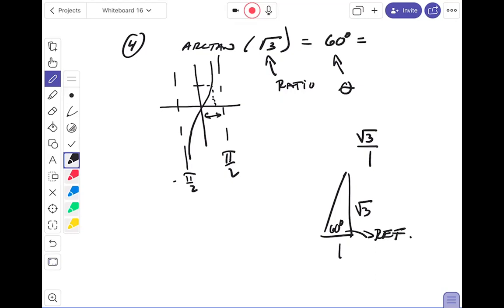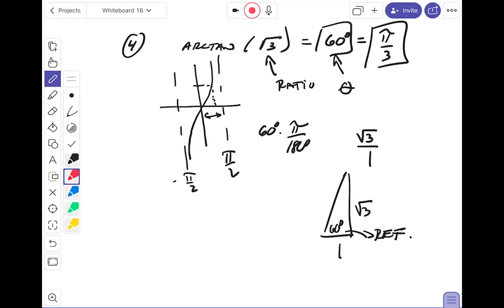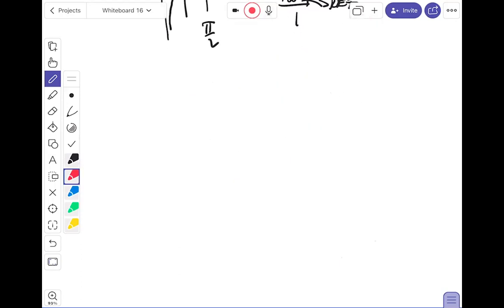I'm going to write down the radian measure. Let me put that down for you. 60 degrees times pi over 180 degrees, which would be pi over 3. All right, put a box in this, get my red ink out. We're on problem number 4, and I'm going to check it. 60 degrees, pi over 3. All right, let's keep going. I'm going to go to number 5 now.